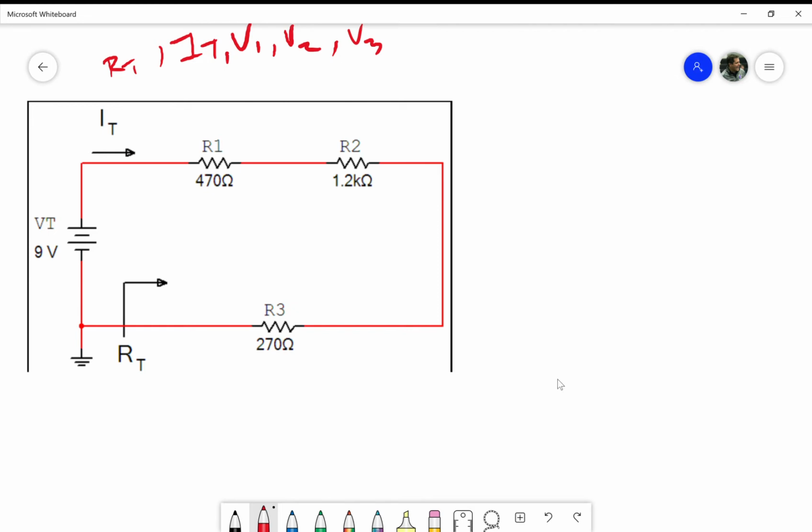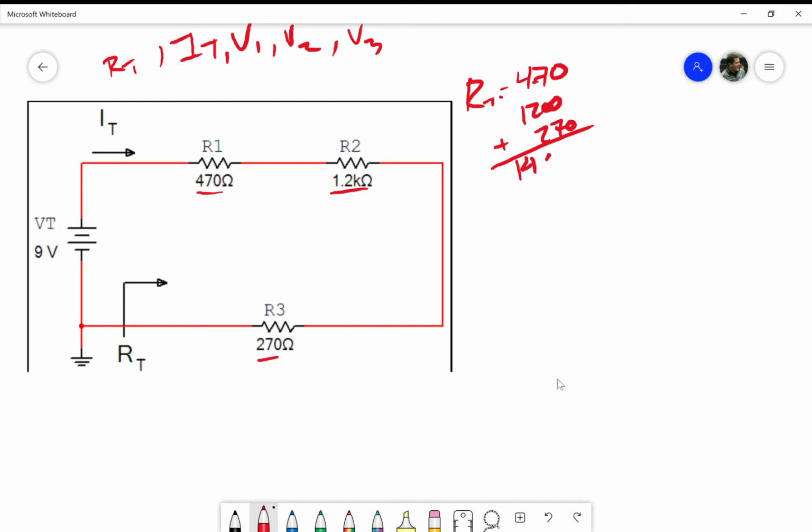Okay, and my R total, it's in series, means I'm just going to add these 3 resistors. Because they're in series, you just add them all up. So R total is nice and easy. It's just going to be 470 plus 1,200, the 1.2 kilo, right? Just as 1,200, and 270. So I add those together, 470 plus 1,200 plus 270, and I get 1940.